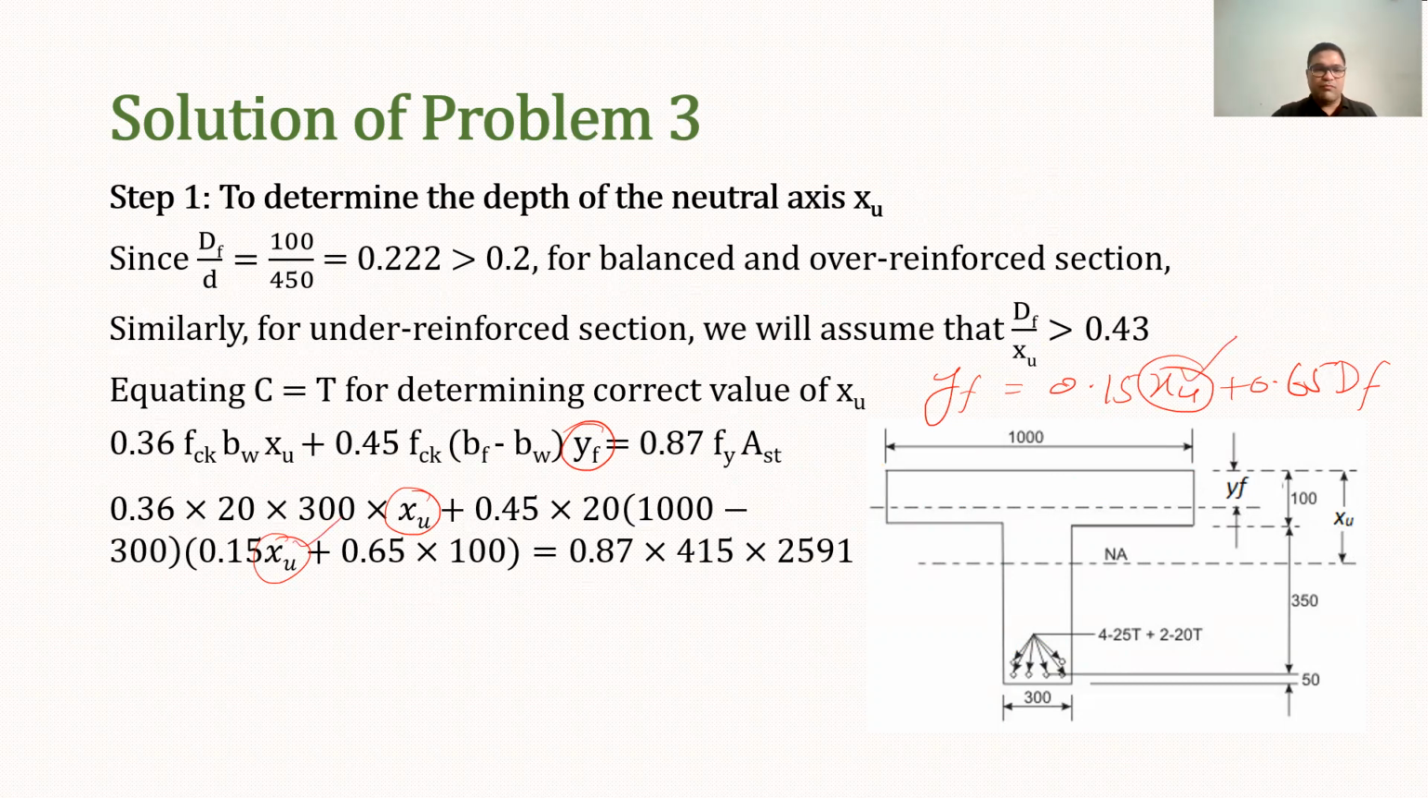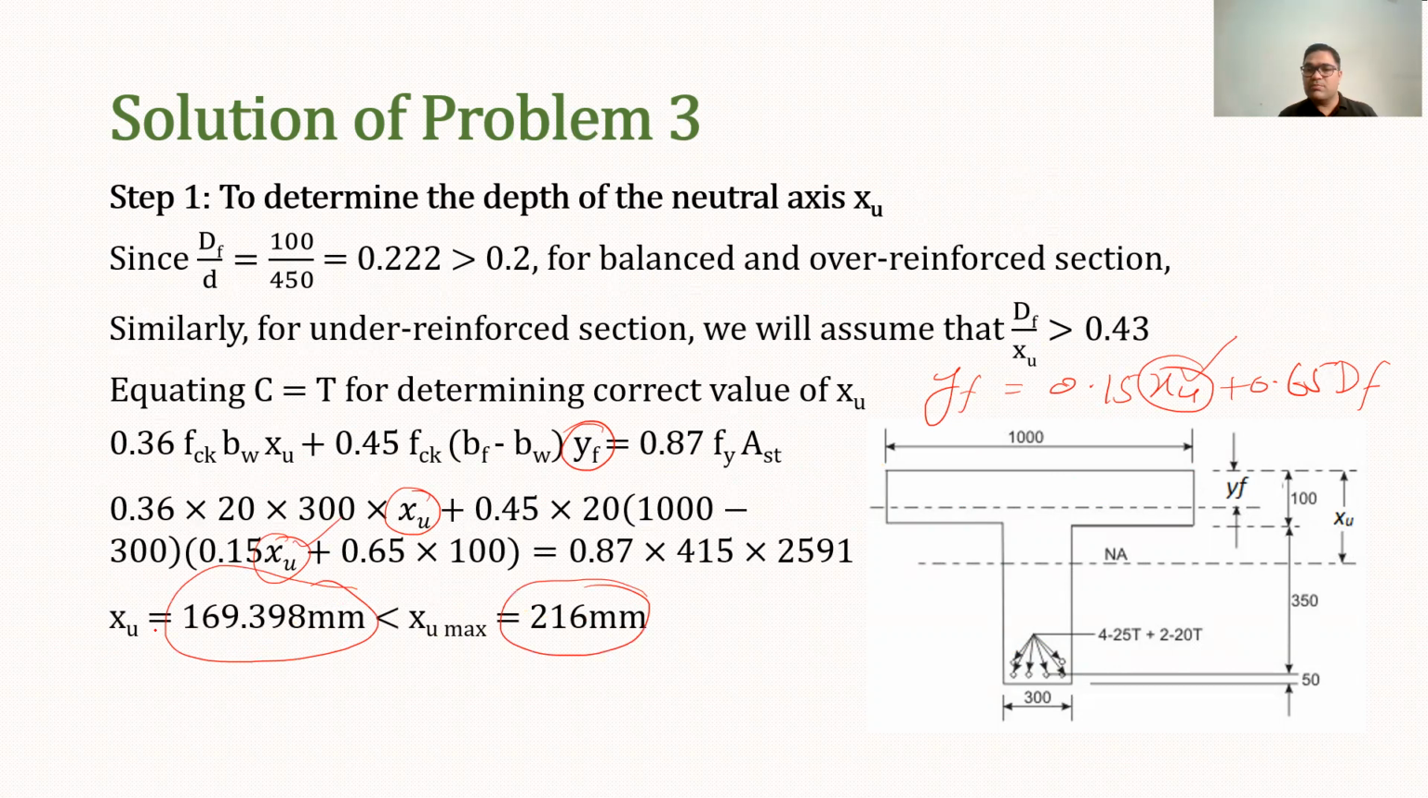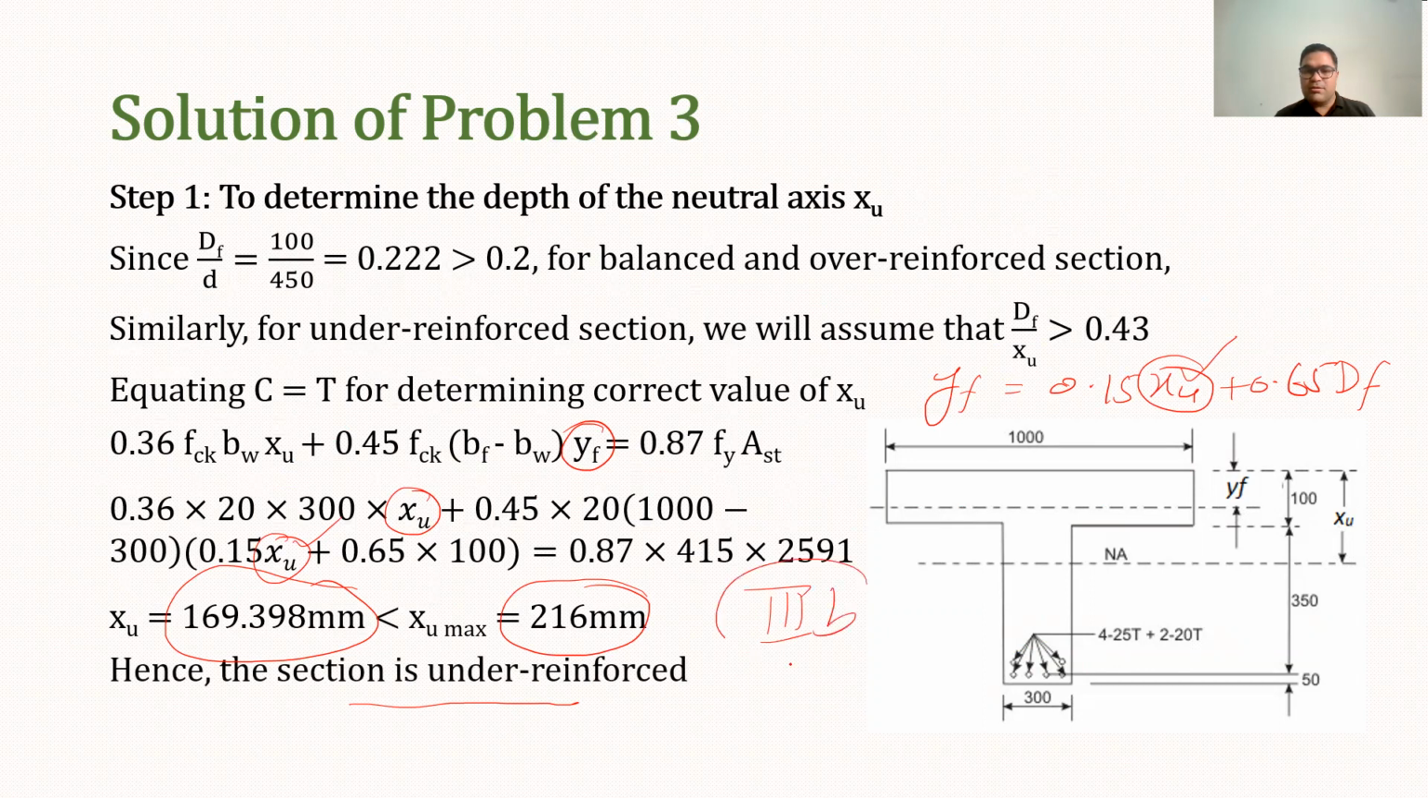Solving this equation, we get the value of XU as 169.398, and you can see this value is less than 216. What does it mean? It means that our problem is under reinforced. Our problem belongs to under reinforced section. So that is what I have written. Hence, the section is under reinforced section. So it means our problem can be case 3B. But to verify this, we have to find out the actual DF by XU ratio.